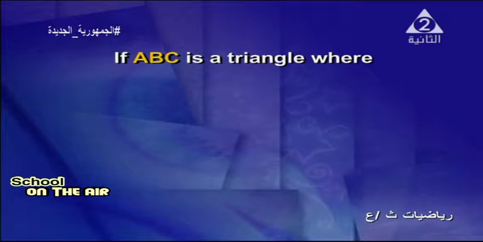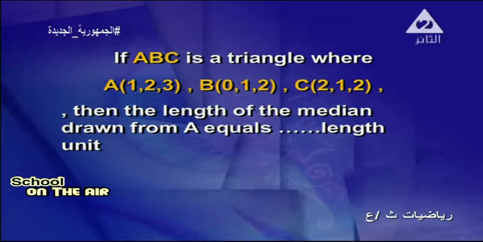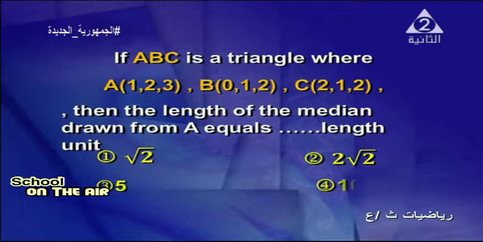If ABC is a triangle whose vertices are A(1, 2, 3), B(0, 1, 2), C(2, 1, 2), then the length of the median drawn from A equals how many length units: root 2, 2 root 2, 5, or 10? My dear student, what do you mean by median drawn from A? The median is the line segment from A to the midpoint of BC.